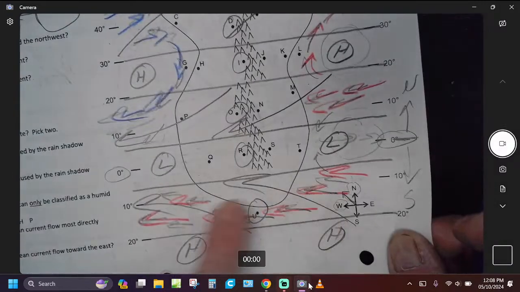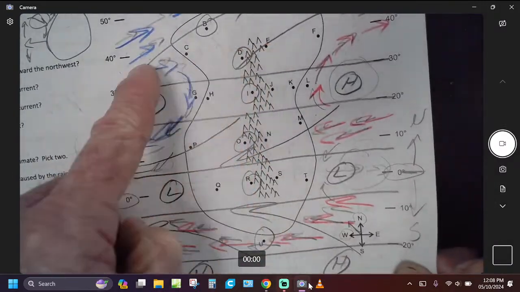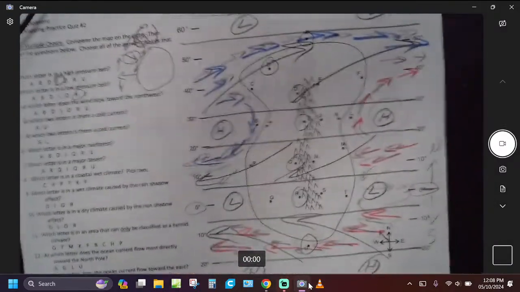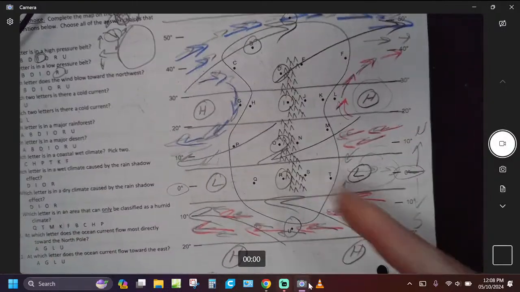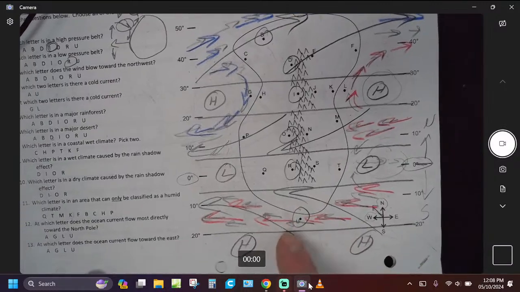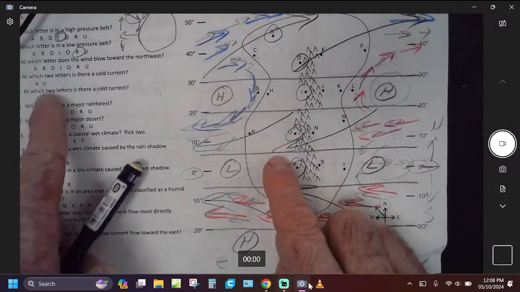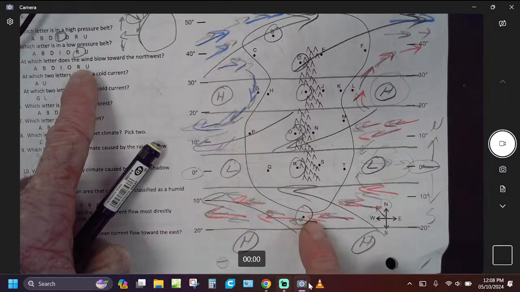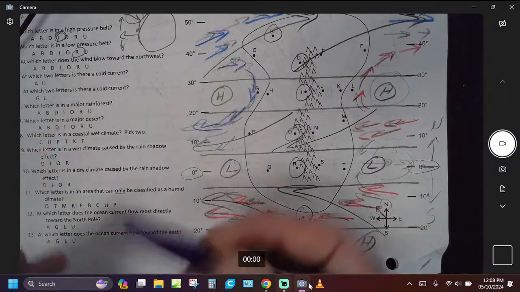Do you see, if you look at these winds, these winds, these winds, which set of winds is going this way? The bottom one right here. So of those letters, which one has a wind blowing to the northwest? It's this letter U down here.